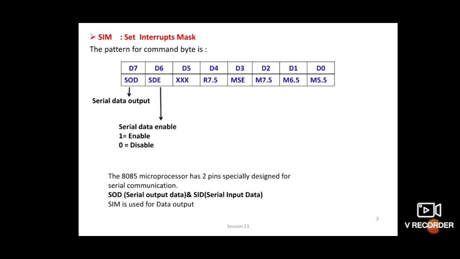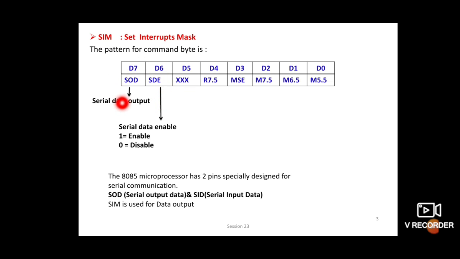Understood, student? If in this position 1 is there, then activate the SDE pin. If 0 is there, then serial communication is not activated. Whatever data is in SOD, either 0 or 1, that data is transferred through SOD to the output device. It doesn't matter whether it is 1 or 0, but if SDE is 0, the serial communication is not activated.